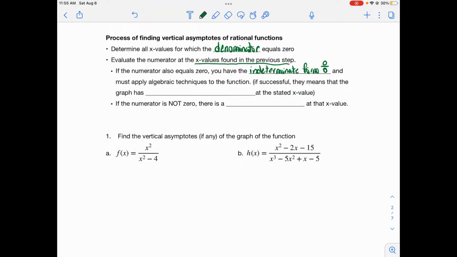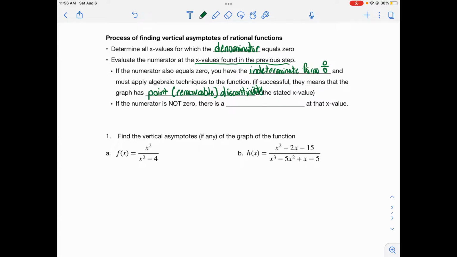And then if you're successful, this means that the graph does not have a vertical asymptote. So if you can cancel out terms from the top and the bottom, and the term that gets canceled out is the one with the x value where the denominator equals 0, then you're no longer going to have a vertical asymptote. This is an example where you're going to have something called a point or removable discontinuity. So it's not a vertical asymptote in this place.